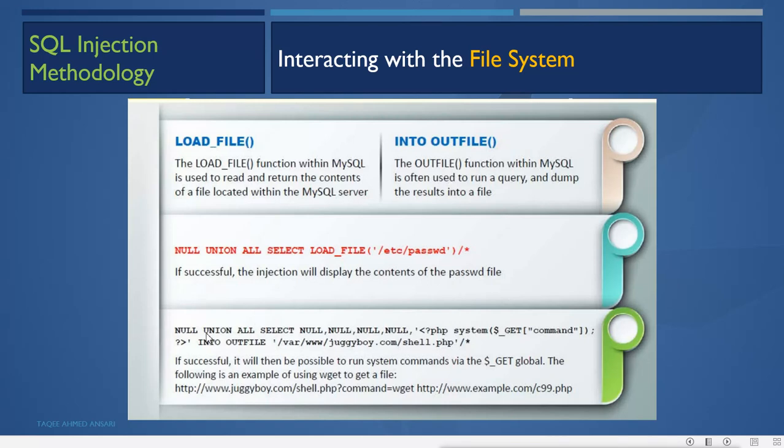In the second query, it is using UNION ALL SELECT NULL and INTO OUTFILE, trying to add the file shell.php with these values. If this is successful, it will then be possible to run system commands via the GET variable. The following is an example of using wget to get a file. It will use this function with the wget command to get some file.